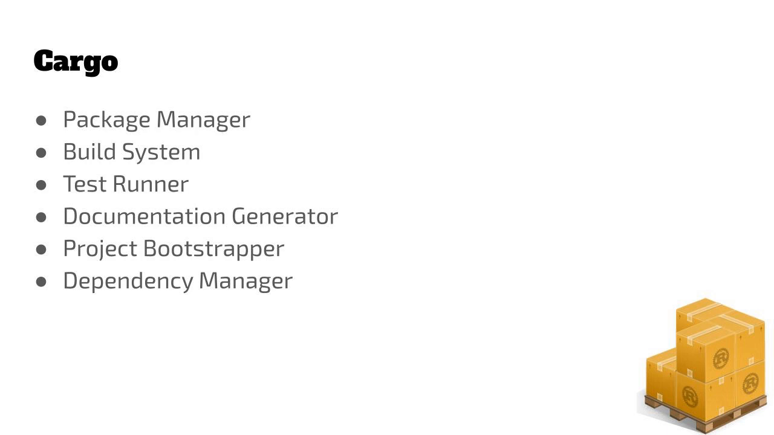Cargo is also the default dependency manager for Rust. Crates.io is the Rust community's central package registry that serves as a location to discover and download packages. Cargo is configured to use it by default to find requested packages. Cargo is like all of the good parts of npm, pip, bundler, and make.